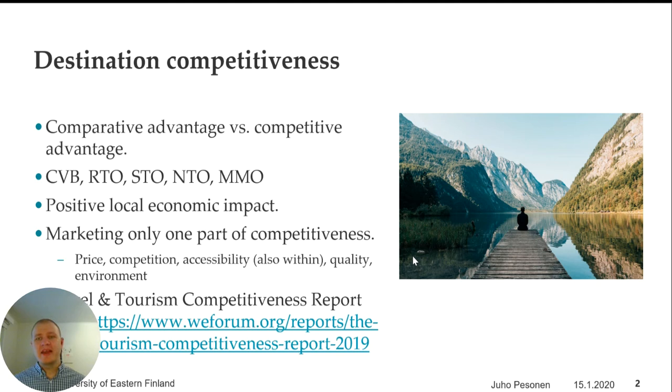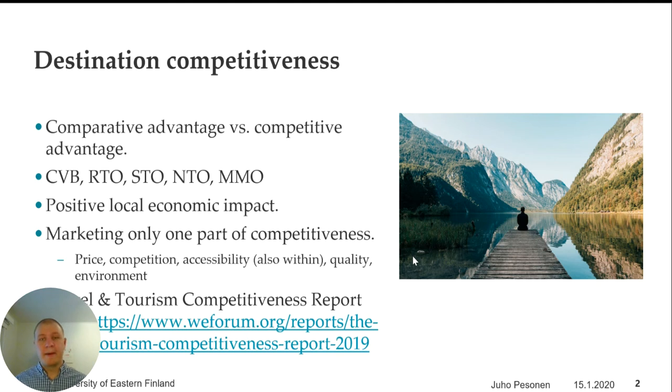And there are many different kinds of organizations working in destination marketing and developing destination competitiveness. We have convention and visitor bureaus, regional tourism organizations, state tourism organizations, national tourism organizations, and even multinational tourism organizations such as the European Tourism Board. All of these have different agendas and different focus points in destination competitiveness development and marketing.